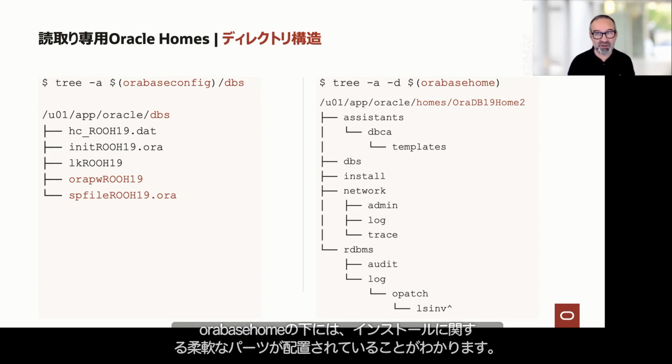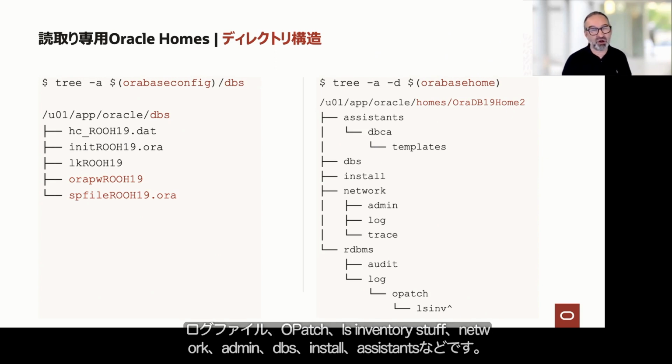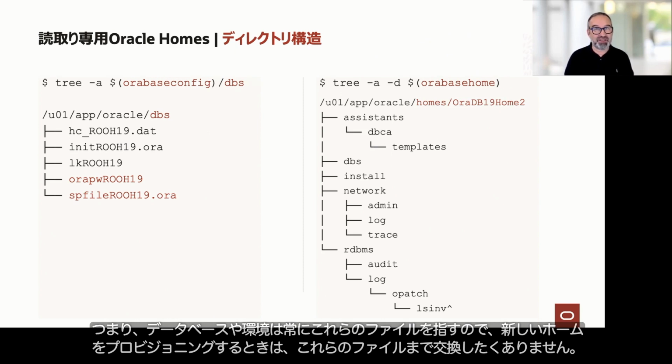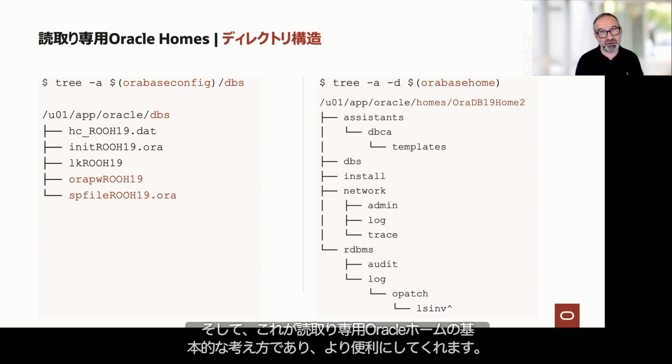Under the Oracle base home, we find now the flexible parts of the installation, like the log files, OPatch, lsinventory stuff, network admin, dbs, install, assistants. So these two parts are very important, because when I exchange now the home, I flip to a different home, then these stay constant. So my database, or my environment, will always point to the files which I don't want to exchange when I provision a new home. And this is basically the idea of the read-only homes.